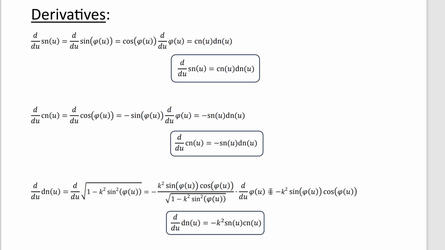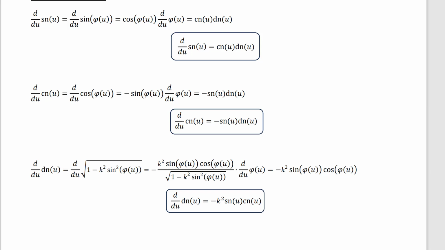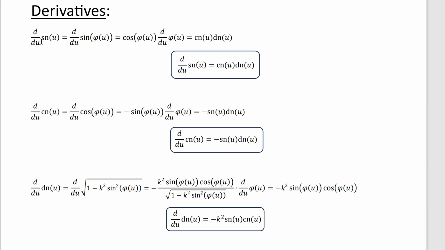All right, so I just said look at the derivatives this way first. So you can take d du of sn u, which will be d du of sine of phi of u, but the derivative of sine is cosine, and then the derivative of the argument is the definition of dn u.